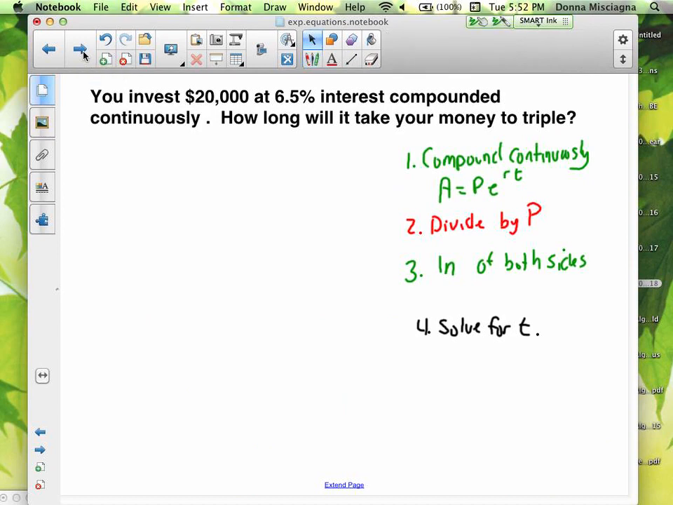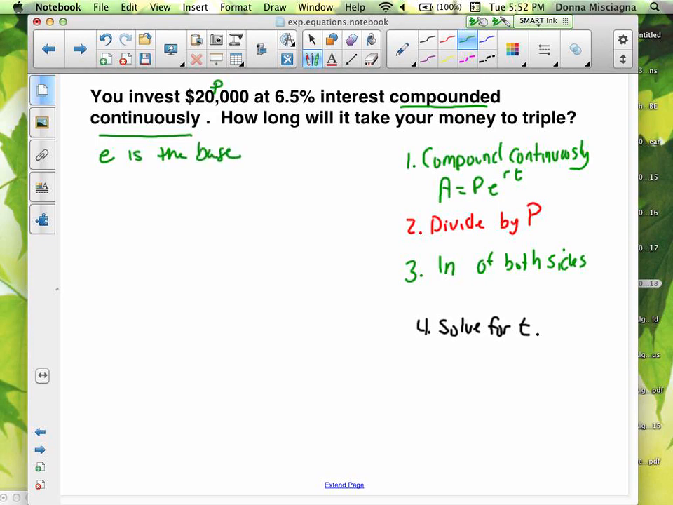All right, so compounded continuously. This is our starting value. You invest $20,000 at 6.5% interest. Compounded continuously. When you see the words compounded continuously, that means E is the base. Yay for E. All right, we want our money to triple. All right, so that means that our ending value is going to be 20,000 times 3. So that's going to be 60,000.